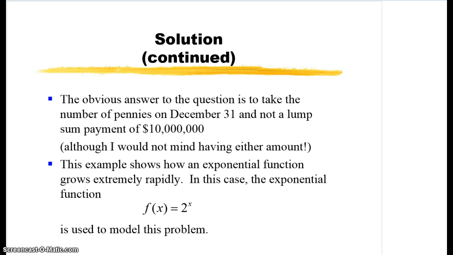Well, the obvious answer to the question then is to take the number of pennies on December 31st, and not a lump sum payment of 10 million. But to be honest, I wouldn't mind having either amount. Either way, the example shows how an exponential function grows extremely rapidly. It changes very quick. In this case, the exponential function was 2 to the x, and that's what we used to model the problem, because the number of pennies doubled with every consecutive day.